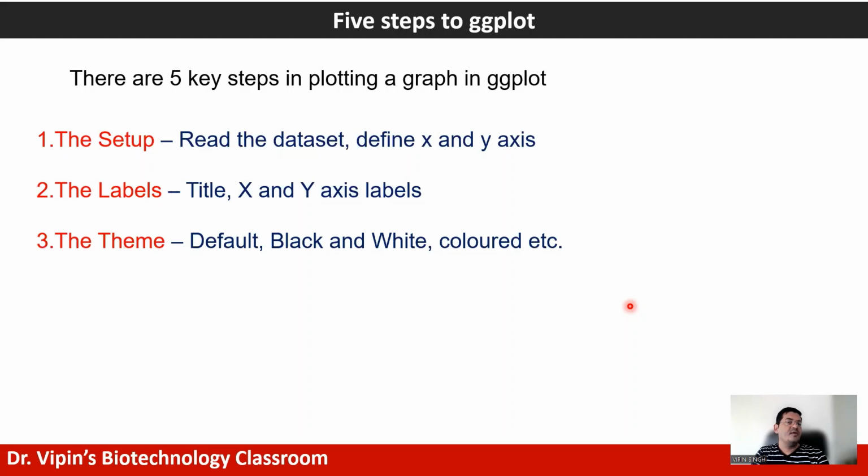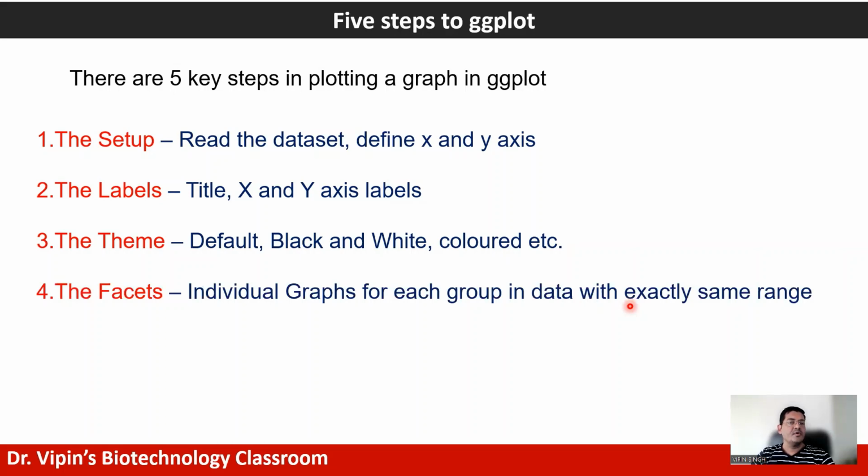Then you can choose the theme. The theme could be default, it could be black and white, or it could be colored. You have a wide choice of colors that you can use here. Then you could also group your data into certain categorical variables, and all the data in one categorical variable can be plotted together. This is known as faceting.